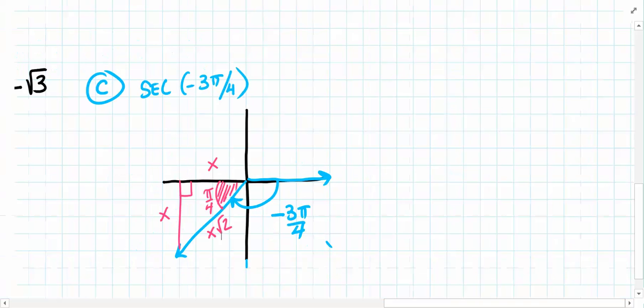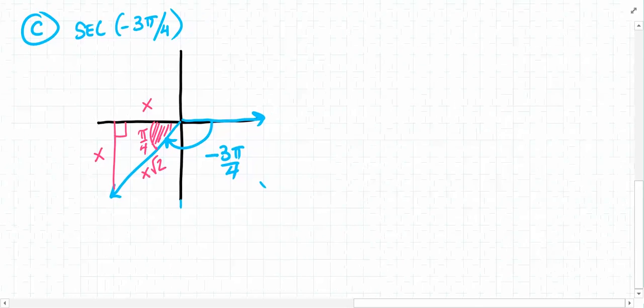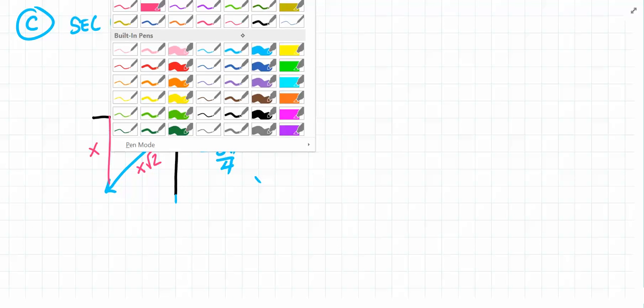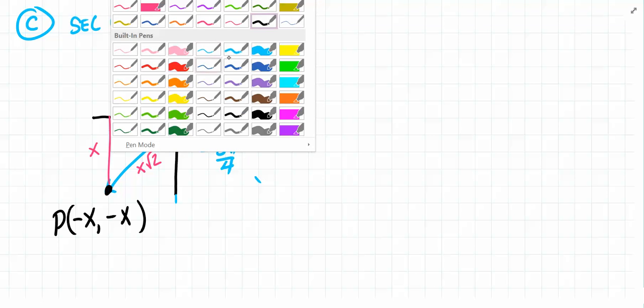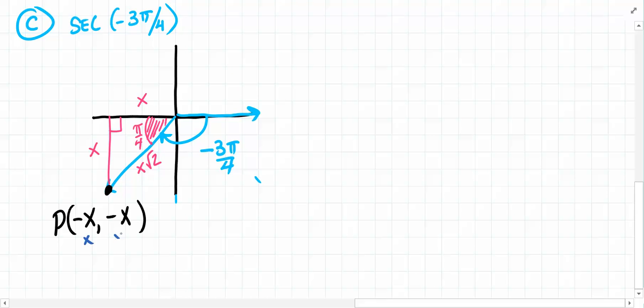Now, consider a point on the terminal side of my picture. I'll put my point right here. I'll call that point P. What would it take to get to that point? Negative x, right? So far, so good? Okay, good, because I'm in quadrant number 3. And remember, this is the x value, this is the y value.